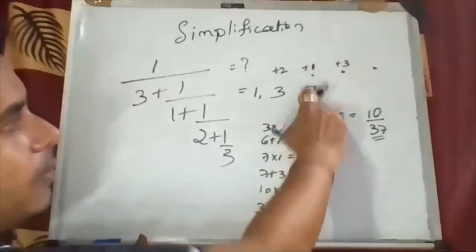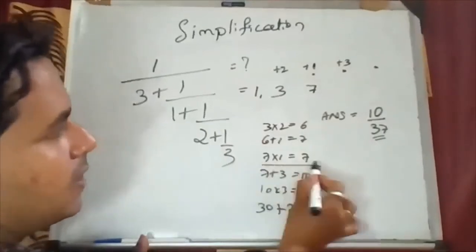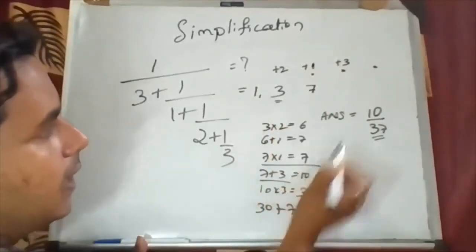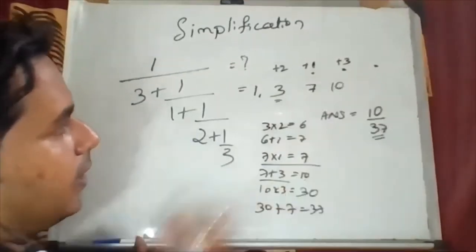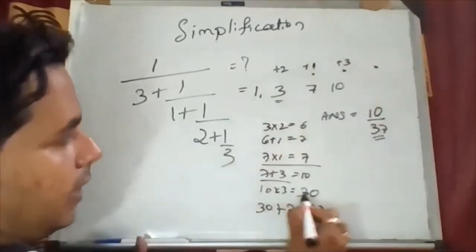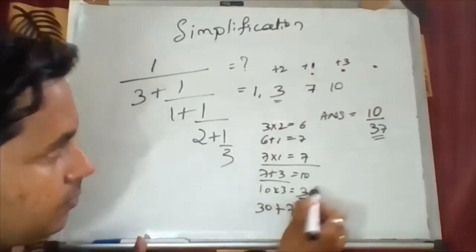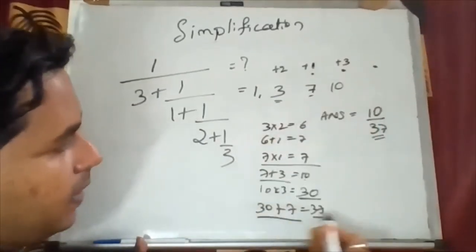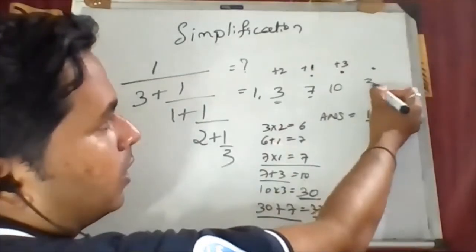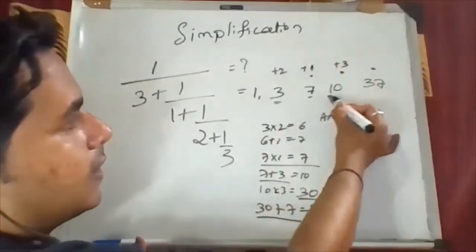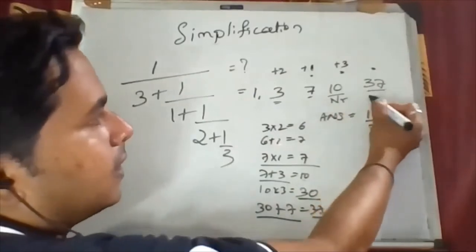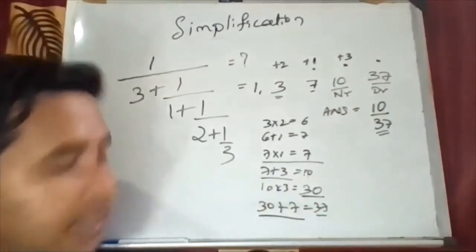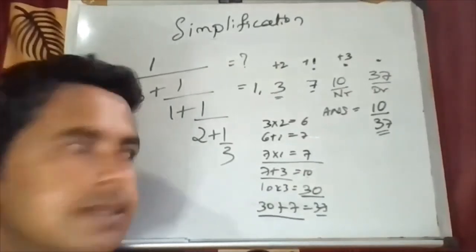Then multiply this. 7 into 1 is 7. 7 plus a previous का add करो. 7 plus 3, 10 आएगा. Okay. So you'll write here 10. Now 10 into 3, you'll get 30. 30 plus this previous one 7. 30 plus 7, 37 आएगा. So here you'll get a 37. Then take this as a numerator and this as a denominator. So you'll get an answer as 10 by 37.